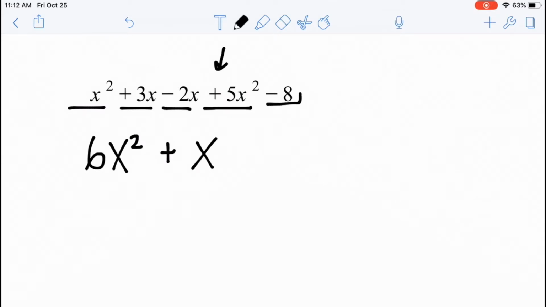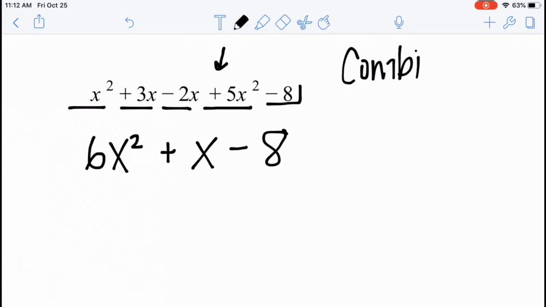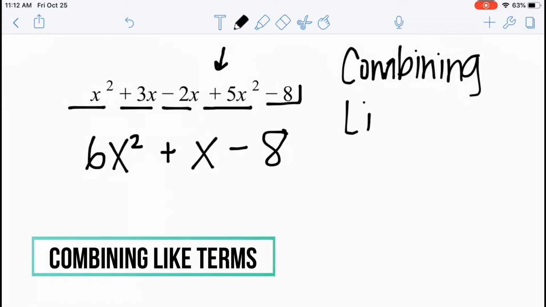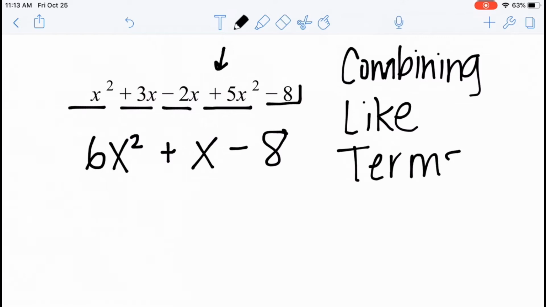Okay? We have no other x with an exponent of 1. So let's do now our last number. There are no other numbers to add or subtract to it, so it's just going to be minus 8. So essentially, we're grouping together everything that is the same. And this is called combining like terms. Okay? We're combining like terms.